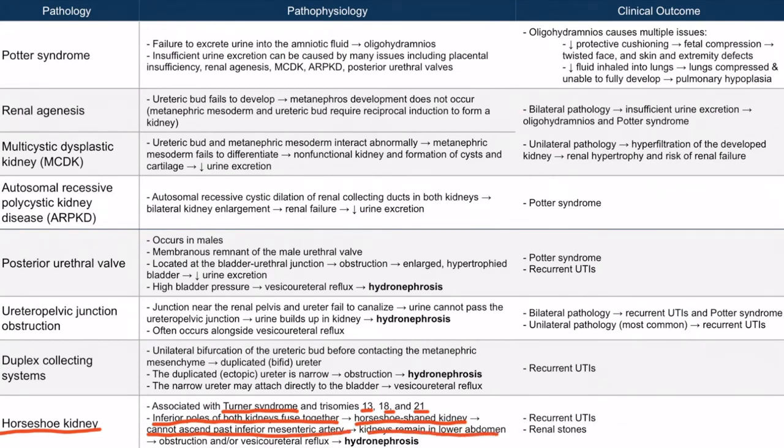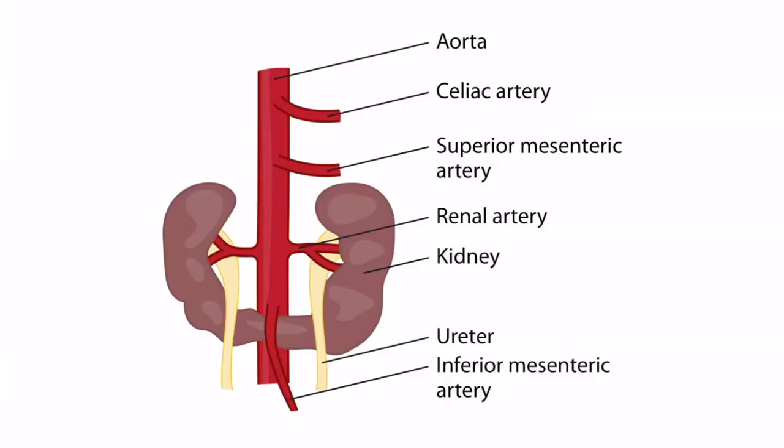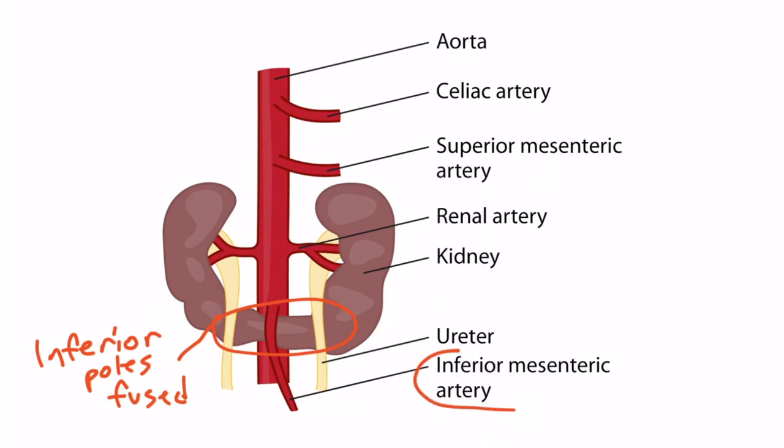And these abnormally shaped kidneys can actually obstruct proper flow of urine, or even cause vesico-ureteral reflux. And whether from obstruction or vesico-ureteral reflux, hydronephrosis will result. And again, that will result in recurrent UTIs. Now here's a depiction of a horseshoe kidney, and you can see the inferior poles of the kidneys have fused together. And you can also see the inferior mesenteric artery right here. And so these kidneys, as they're ascending up, they get caught on this IMA.